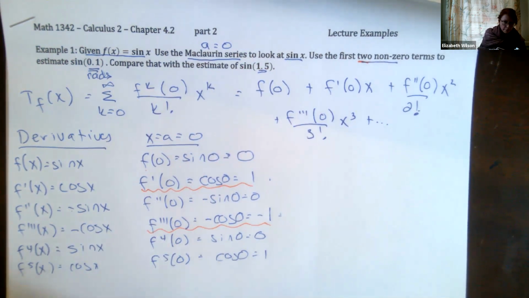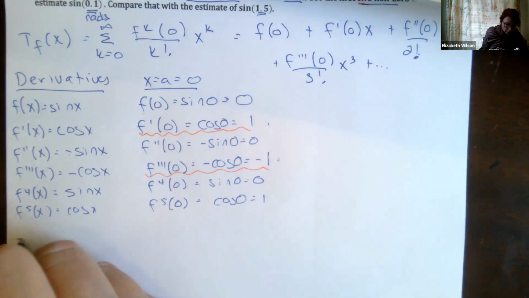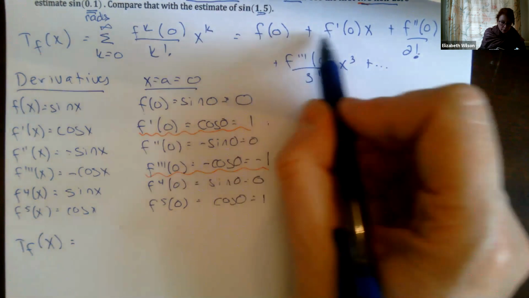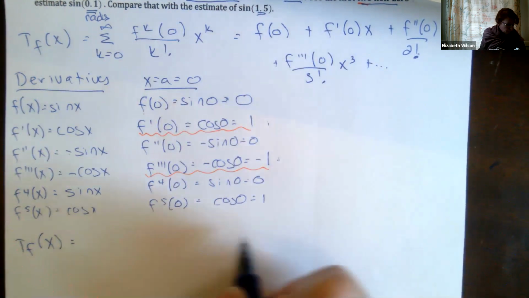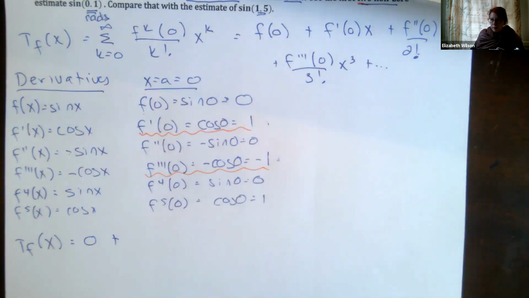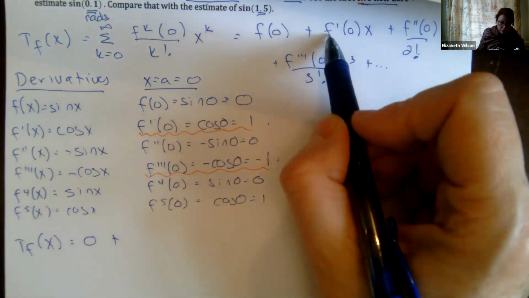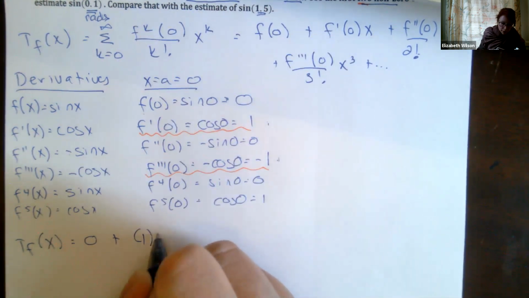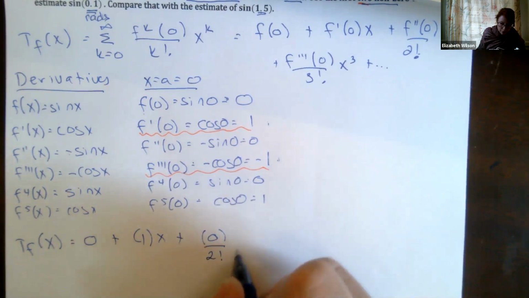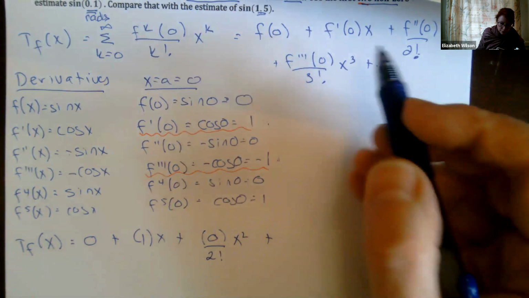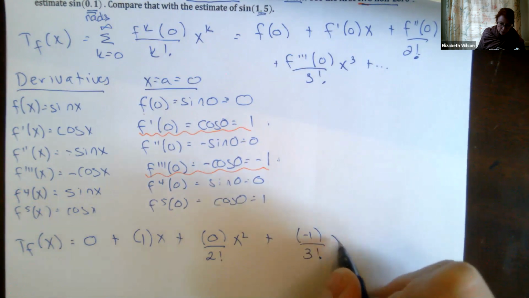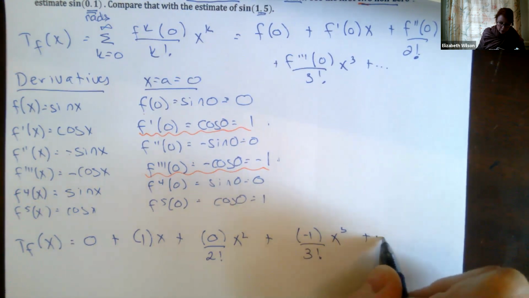Okay, so let's go ahead and write it out. Okay, so T_f, and I'm going to do this first, of x, right? So I'm going to fill in my blanks here. We'll write it all out first. So I've got 0 plus my first derivative at 0, which is 1 times x, plus my second derivative at 0. I'm going to write them all out, the zeros, and then we'll cancel out what we don't need, x squared, plus my third derivative, which is equal to minus 1, over 3 factorial, x cubed, and then I'm going to leave it like that.